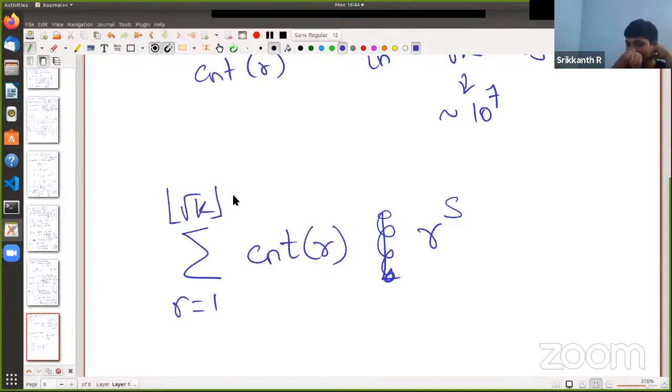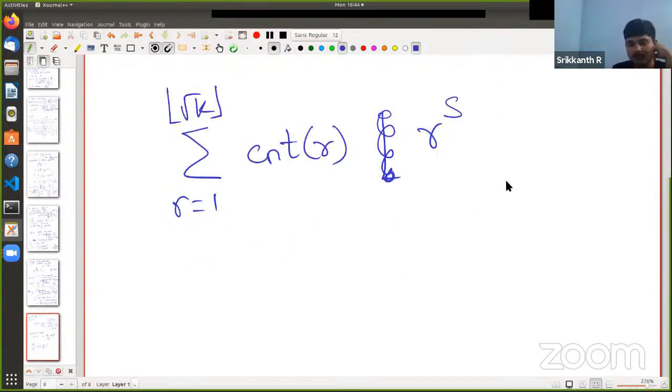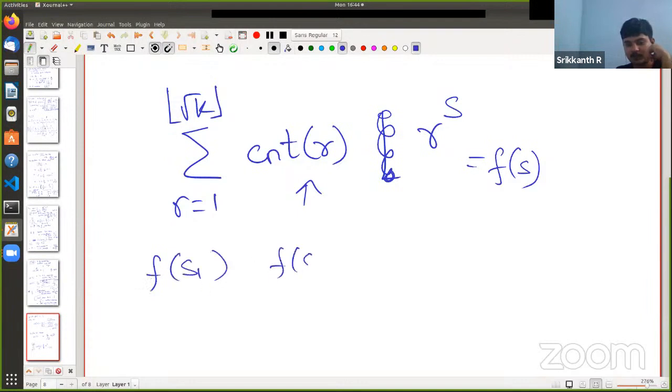Okay, and we need to evaluate this. So this is f of s. We saw how to find count of r efficiently. We can pre-calculate this for all possible r's, and for all numbers from 1 to square root of k. And then still we have to find f of s1, f of s2, so on to f of sn. Multiply all of them and get our answer.